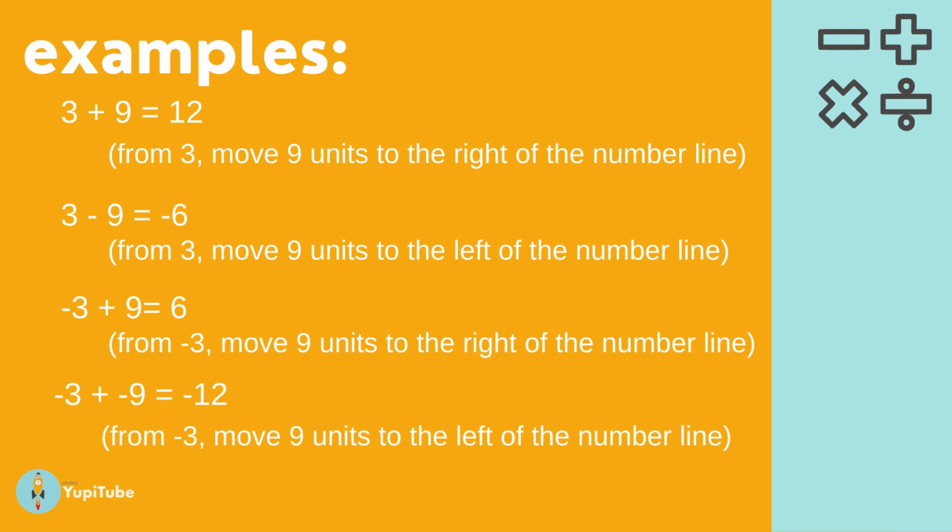Another example, negative 3 plus 9. From negative 3, we move 9 units to the right of the number line. So negative 3 plus 9 is equal to 6. Last example, negative 3 plus negative 9 is equal to negative 12.